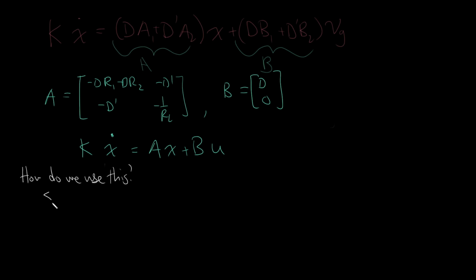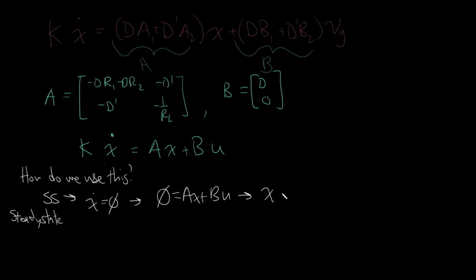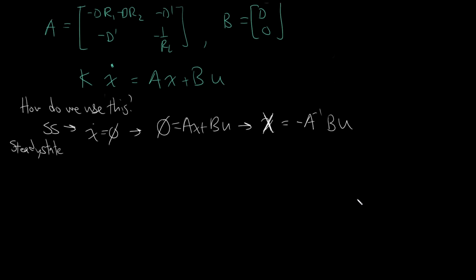Well, think about steady state. This is steady state, not small signal. In steady state, x dot should be equal to 0. If we do this, then we get an equation. 0 is equal to Ax plus Bu. What does this mean? It means that x, our steady state solution, maybe I'll write it as capital X, is equal to minus A inverse Bu. Right? So using this matrix form, we can find a solution to all the DC components of our system.